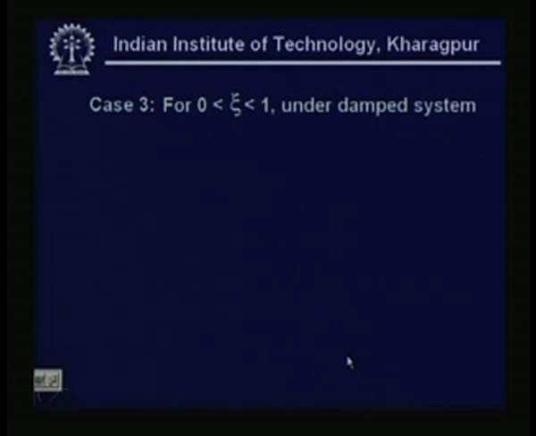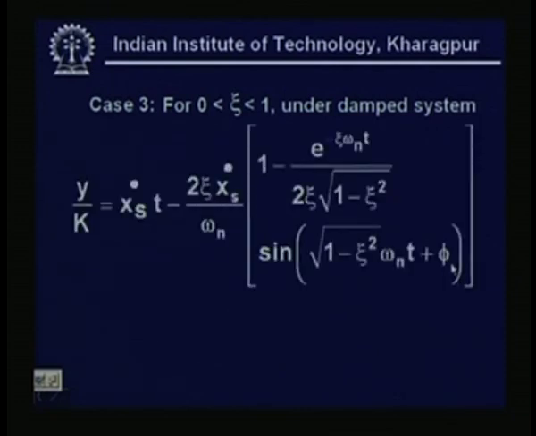Now, case 3 is the underdamped system, that means xi is greater than 0 but less than 1, as happened before also, which is the more sought-after type of system, because we always make the system underdamped. So, it is y by k xs dot into t minus 2 xi xs dot by omega n in the bracket 1 minus e to the power minus xi omega n t upon 2 xi under the square root 1 minus xi square sine under the square root 1 minus xi square omega n t plus phi.